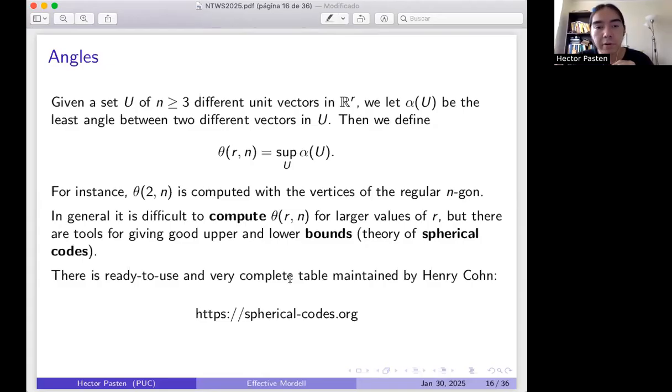That's an open problem. You can approximate it. There are good upper and lower bounds in practice. This is the theory of spherical codes, quite an active area of research. And conveniently, there are ready-to-use bounds, and even in many cases exact values for this theta_{r,n}, on this web page maintained by Henry Cohn, sphericalcodes.org.